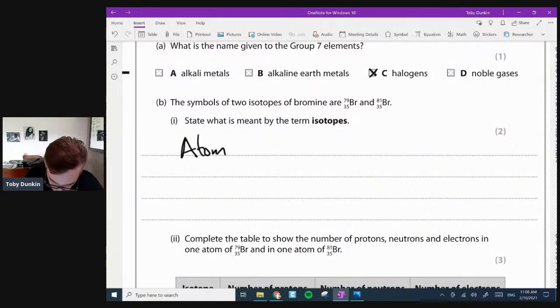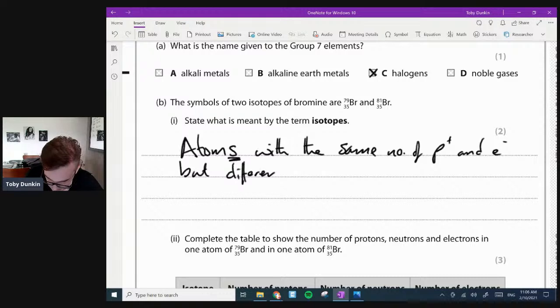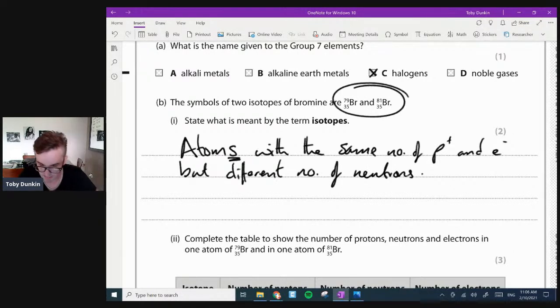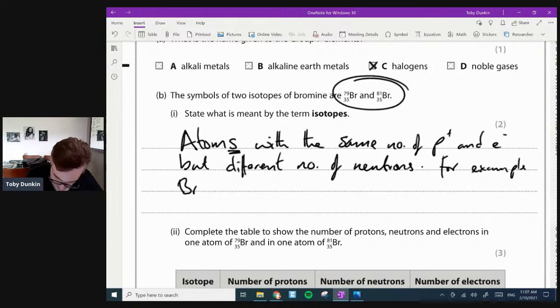Atoms with, notice the plural, by the way, atoms with the same number of protons and electrons, but different number of neutrons. Now, in this case, they have given me an example, which means I need to use it. So I'm going to say, for example, bromine.